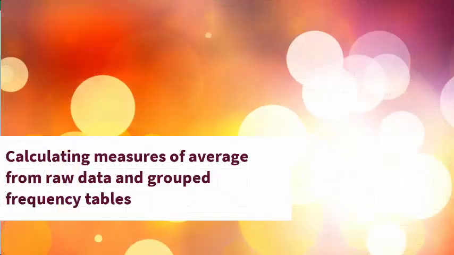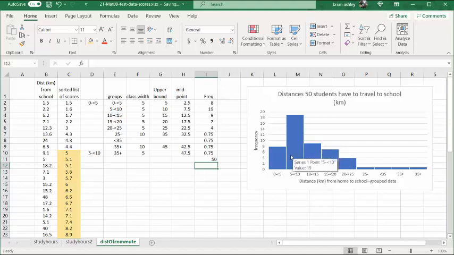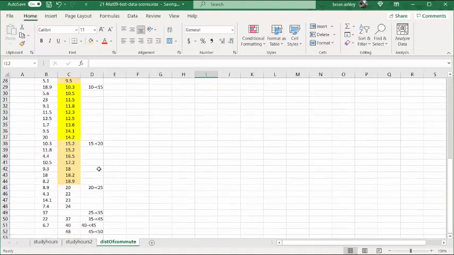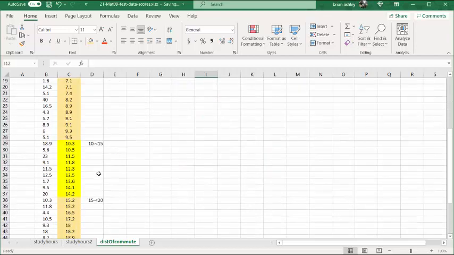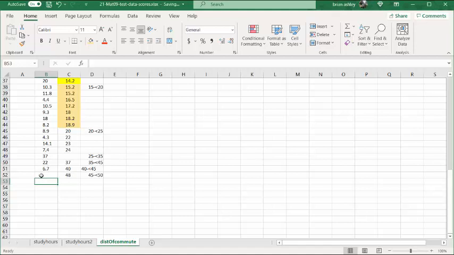Do the mean. Really with this, I really think the better one would be your raw data. Let's just do the raw data, and that's why I've taken a copy of it so we don't mess it up.